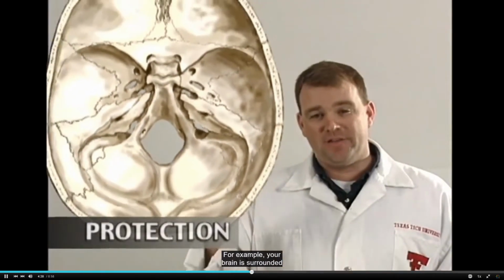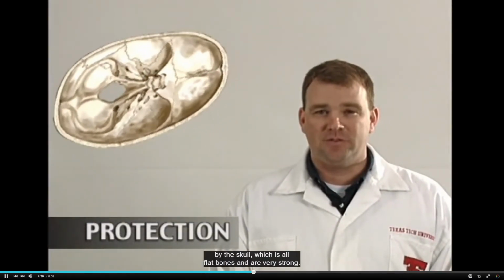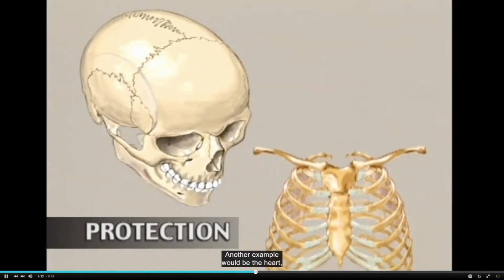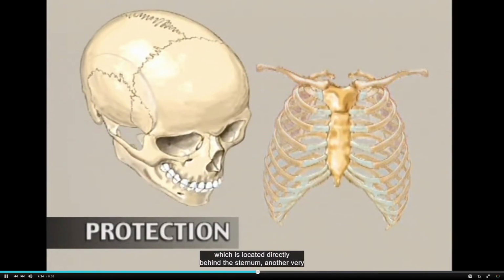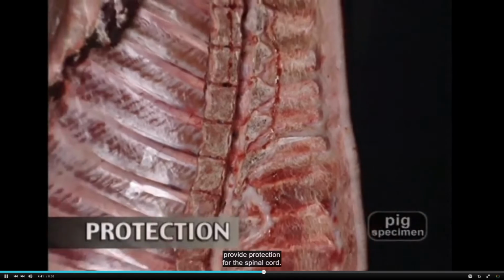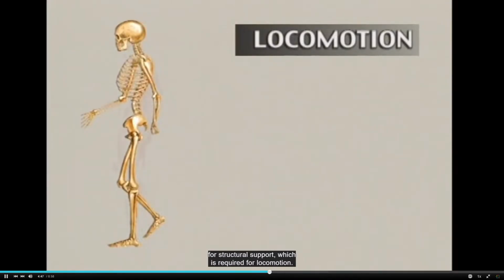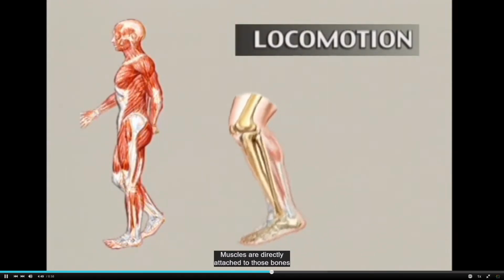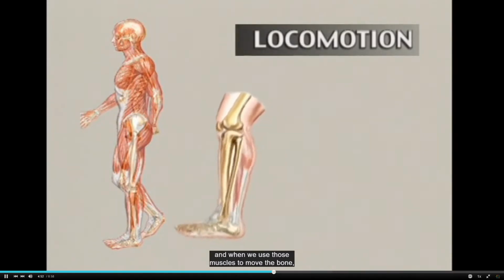For example, your brain is surrounded by the skull, which is all flat bones and are very strong. Another example would be the heart, which is located directly behind the sternum, another very strong bone that's meant for protection. The bones of the vertebral column provide protection for the spinal cord. Bones of the skeletal system allow for structural support, which is required for locomotion. Muscles are directly attached to those bones, and when we use those muscles to move the bone, we have locomotion.